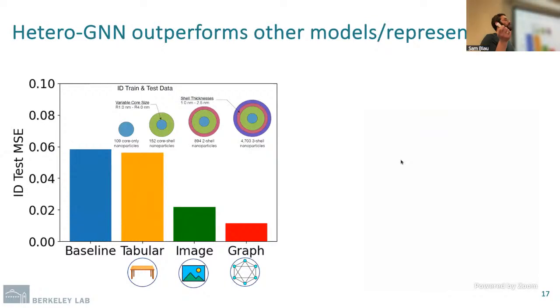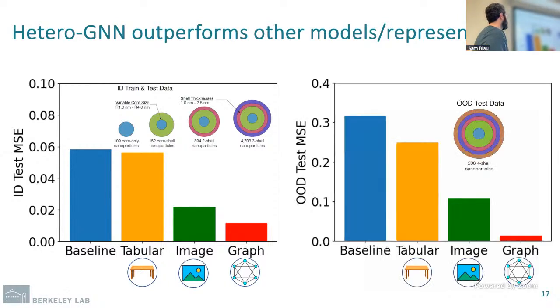So how well do we do? Well, here we've got our test mean squared error, and our graph representation in distribution performs better than the image. It's not massively better, but it's better. And both are substantially better than our baseline or our tabular approaches. But out of distribution, the graph performs massively better than the image.